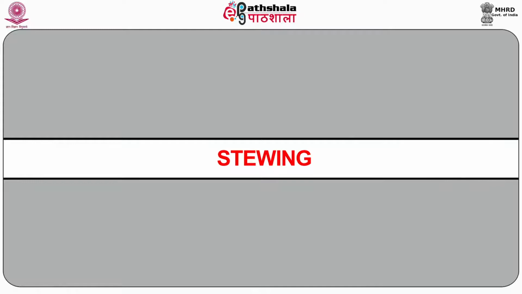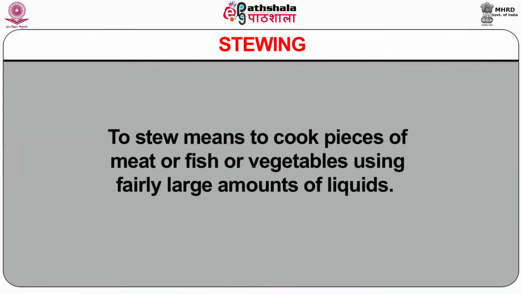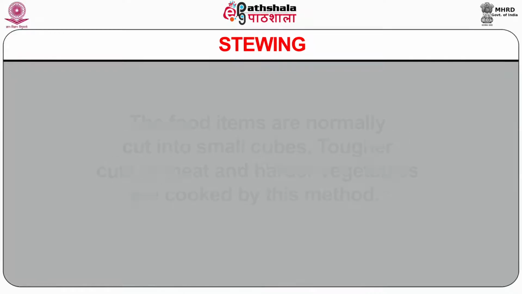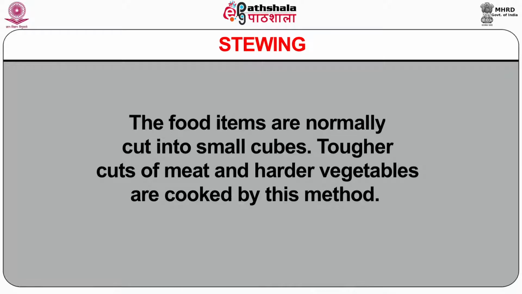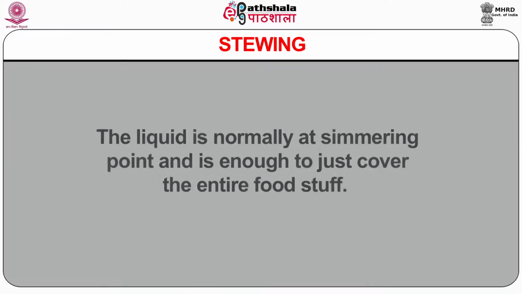Stewing. To stew means to cook pieces of meat or fish or vegetables using fairly large amounts of liquid. The food items are normally cut into small cubes. Tougher cuts of meat and harder vegetables are cooked by this method. The liquid is normally at simmering point and is enough to just cover the entire foodstuff.